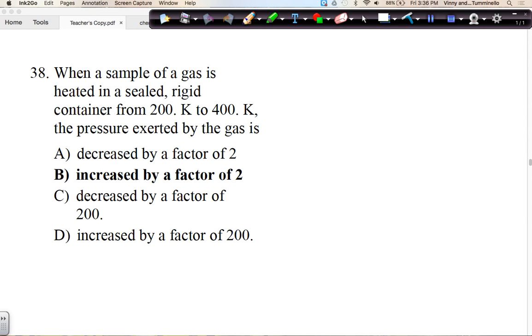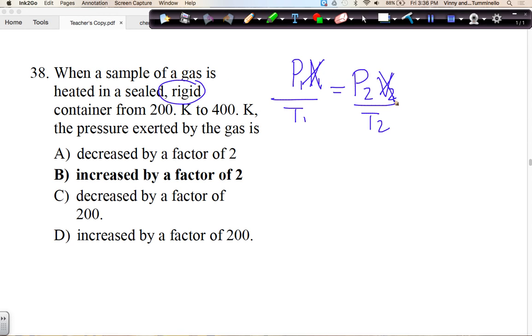38. When a sample of a gas is heated in a sealed rigid container from 200 Kelvins to 400 Kelvins, the pressure exerted by the gas. So this is sort of an indirect P1 V1 over T1 question. And they're telling us that it is a rigid container. So that's our clue that the volume can't change.